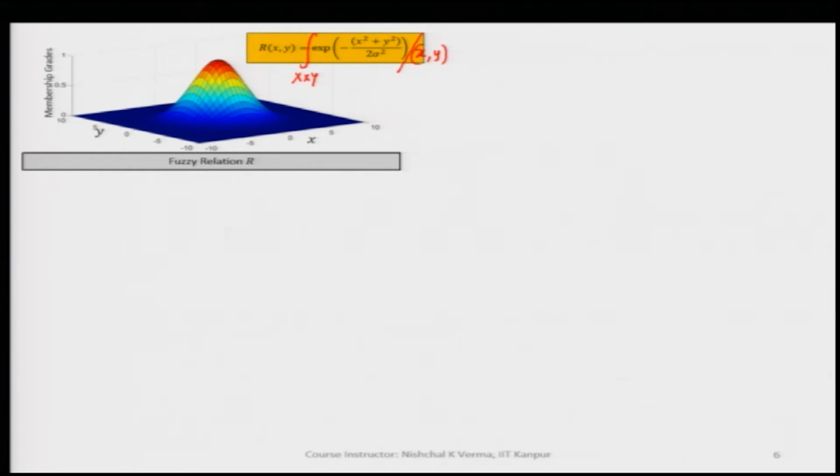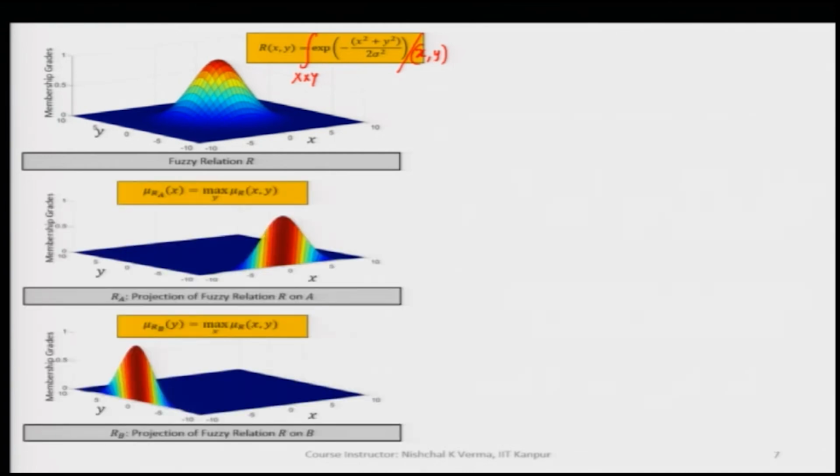So, we have 3 dimensions. We see very clearly that we have a surface, the Gaussian surface being shown, and this is defined in the x cross y universe of discourse. Here we are taking the fuzzy relation in the beginning, and now we first try to find the projection of this fuzzy relation on A. We have already studied the projection of fuzzy relation on A.